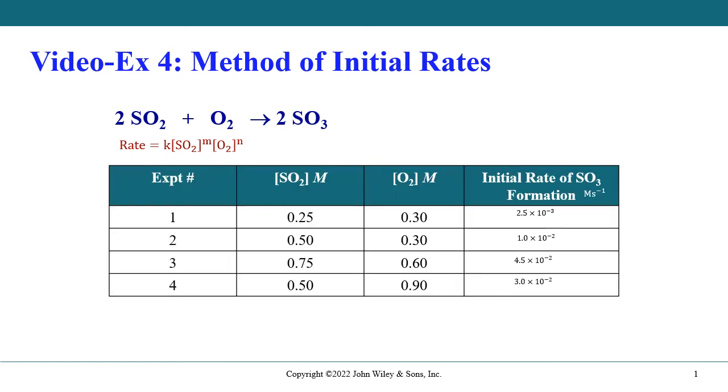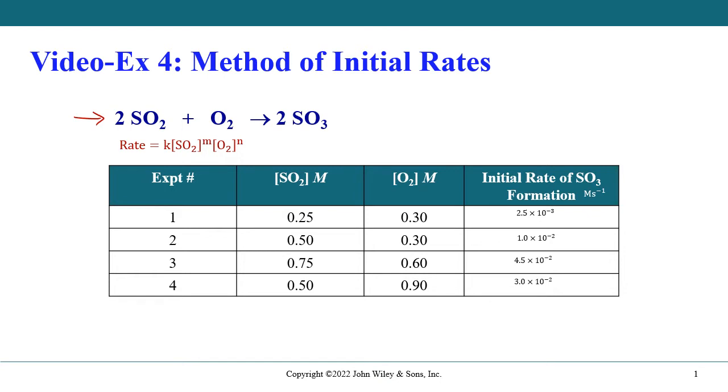Welcome, Chemistry 1B, Unit 5, Video Example 4. This is another example of the method of initial rates using this reaction that you see over here and the experimental data that is on screen.